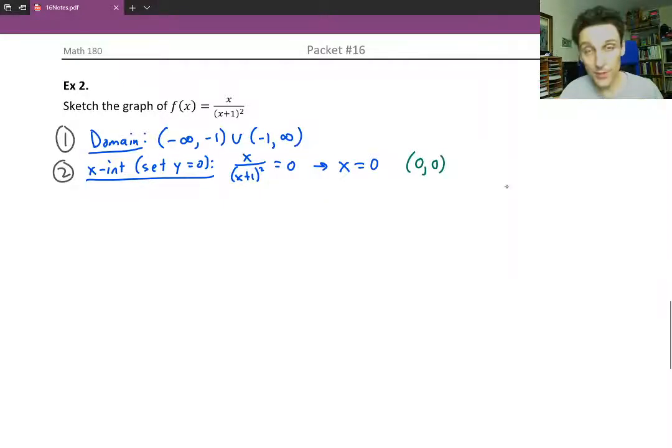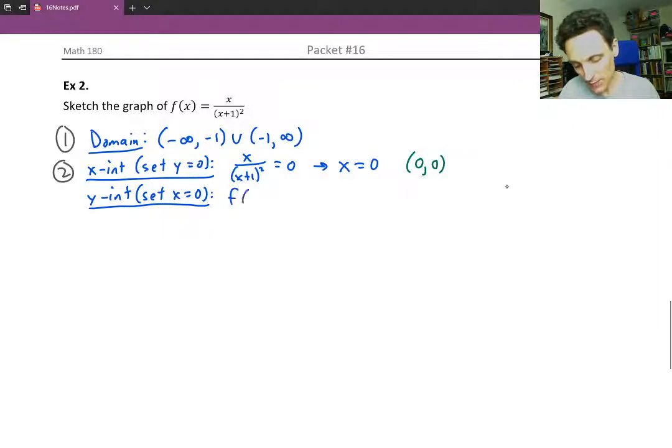Now if we have an x-intercept of (0, 0), we know that we're going to have a y-intercept of (0, 0). And if it's a function, then that's going to be the only y-intercept. Let's go ahead and just go through the motions of finding the y-intercept anyway. Here we plug in 0 into the function to find the y-intercept, and we get 0 as expected.